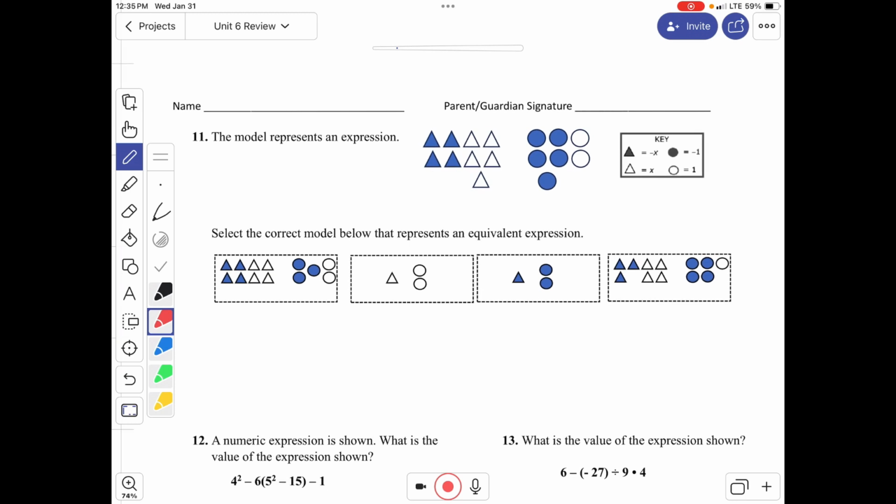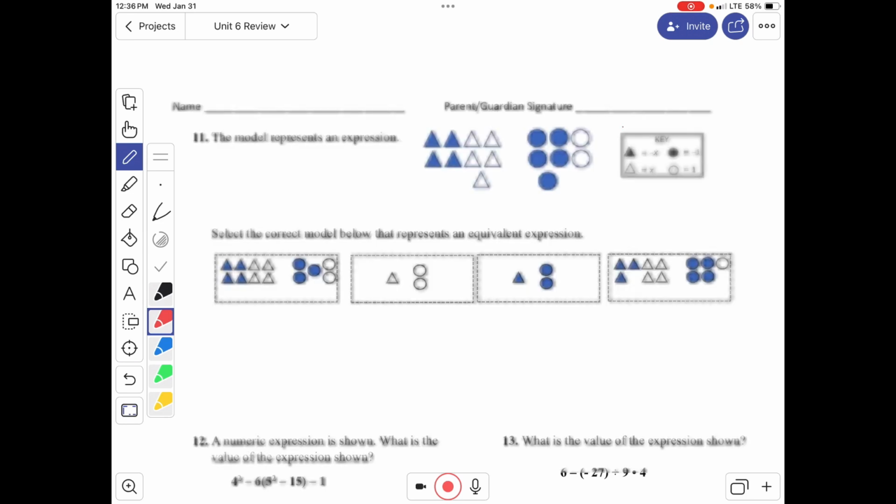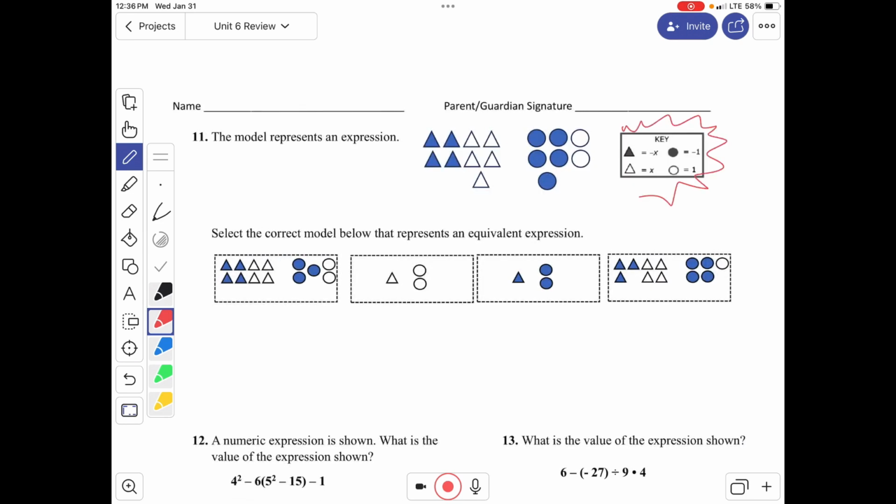Number 11. The model represents an expression. Select the correct model below that represents an equivalent expression. So the first thing we want to do is look at this key right here. And it says that a dark triangle is equal to a negative x. Well, I have 4 of those, so that's negative 4x.